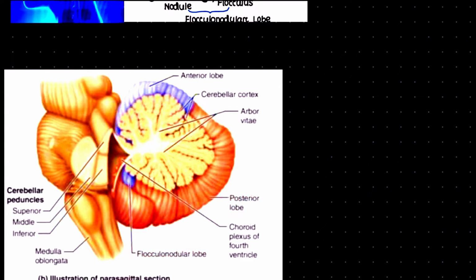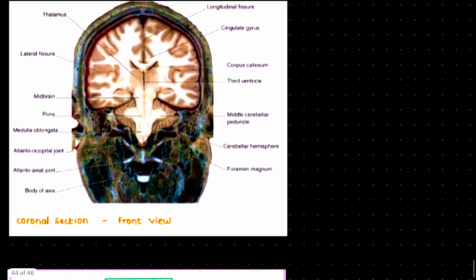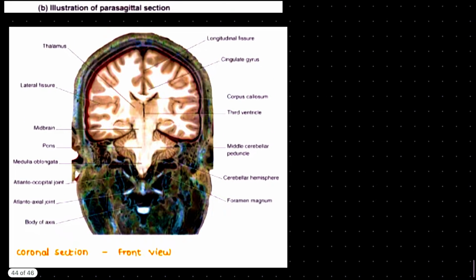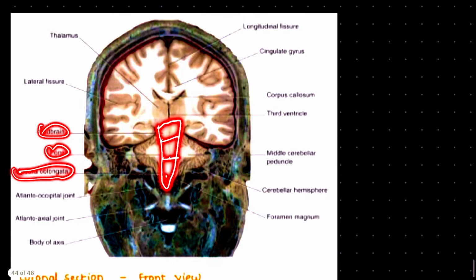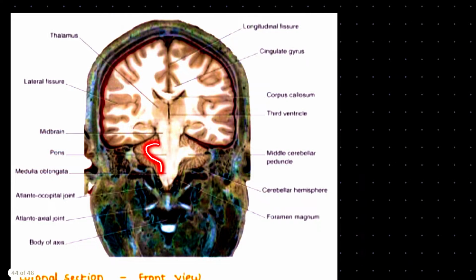Now let's see the same thing in our coronal section. To see our cerebellum, we need to find the brainstem. This is our brainstem. Here this is our midbrain, here this is our pons, and here this is our medulla oblongata. Around this brainstem we have the cerebellum.